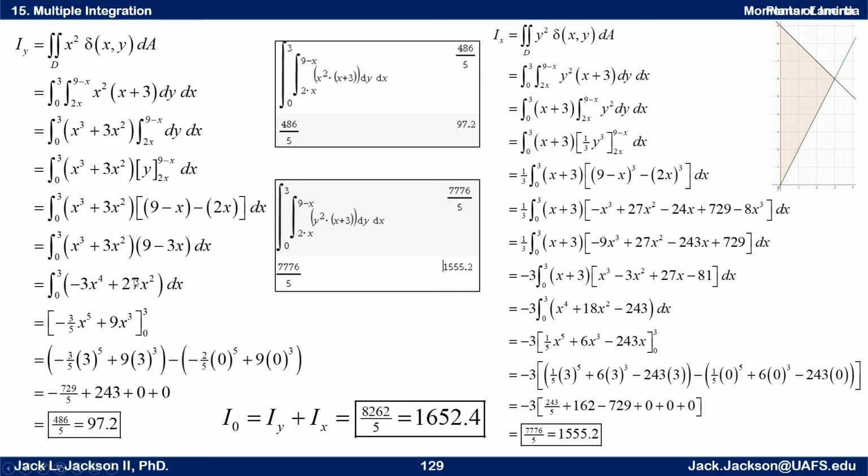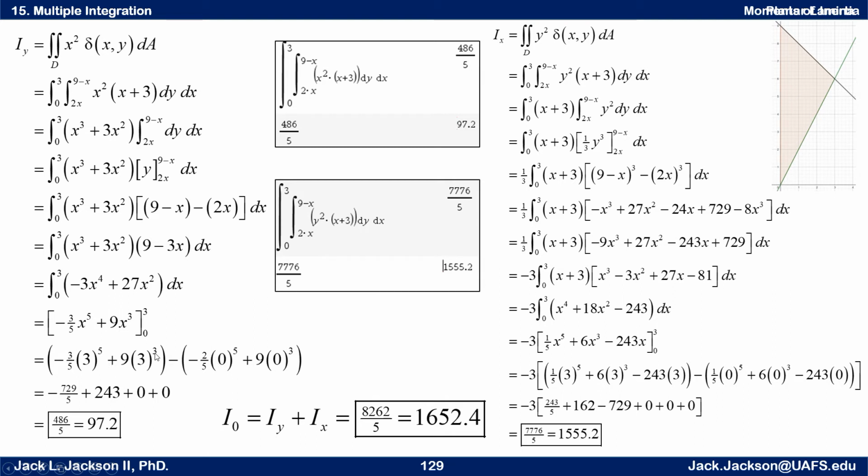All right, add 1 to the power, divide by the new power. This goes up to 5, divide by 5, that's negative 3/5. This goes up to 3, divide by 3, that's 9. Plug in 3 and 0 here, and the rest is just some arithmetic. The zero parts are 0, so that's easy.